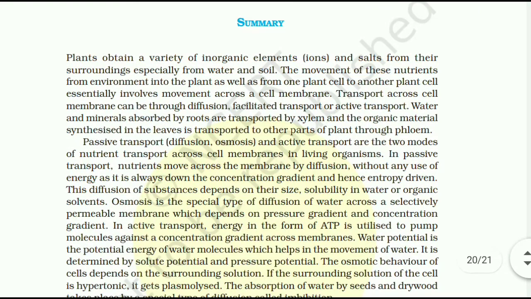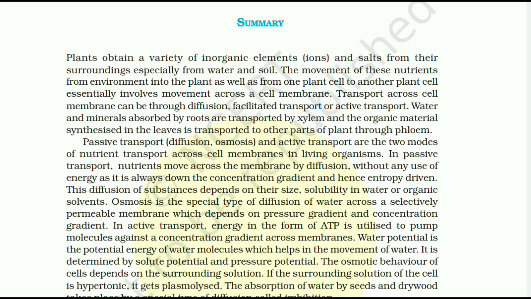Summary. Plants obtain a variety of inorganic elements and salts from the surroundings, especially from water and soil. The movement of these nutrients from the environment into the plant as well as from one plant cell to another essentially involves movement across the cell membrane. Transport across the cell membrane can be through diffusion, facilitated transport or active transport.